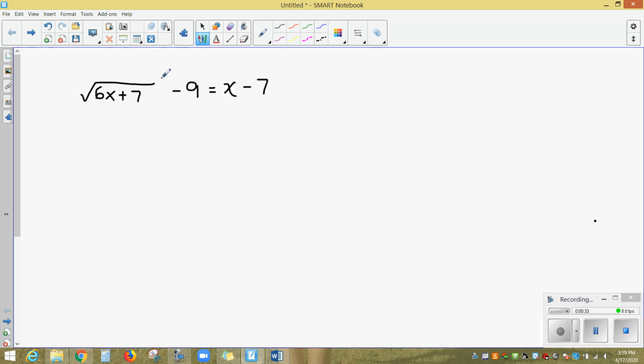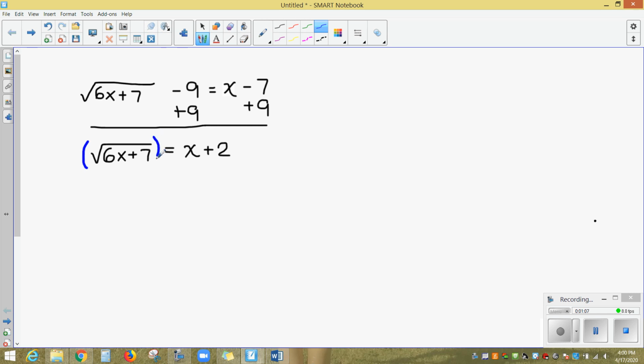Now, we know the rule is the first thing we need to do before we square both sides of our equation is we need to get that radical expression all by itself. And so if anything is added to or subtracted from it, we need to use the opposite operation and move it to the other side. So we have the square root of 6x plus 7 on the left, and we have x plus 2 on the right.